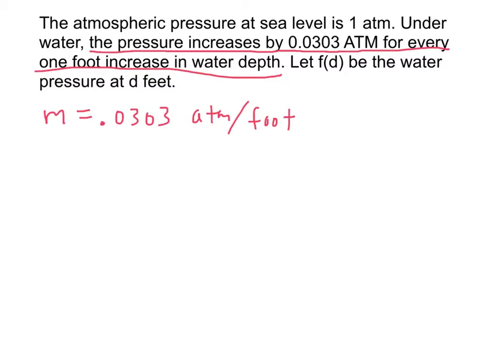So let's find an equation for F of D. So F of D represents the pressure at D feet. And we know that would start at 1 because that's the pressure at 0 feet, meaning at sea level, 0 feet deep. And then the pressure is going to increase by, so it's going to get greater, so we'll add 0.0303 for each foot of depth. So we'll multiply that by the number of feet of depth.